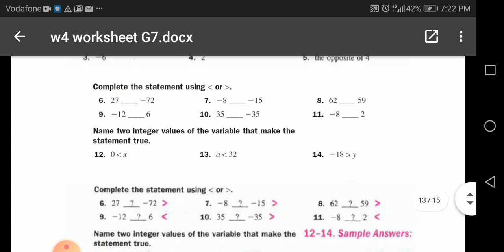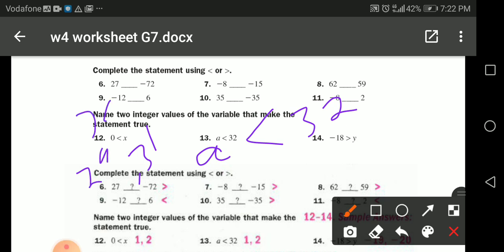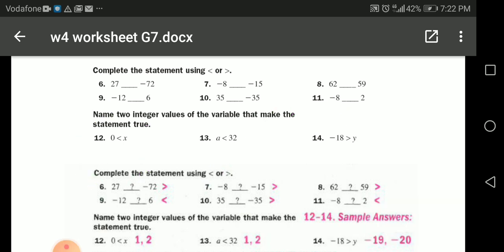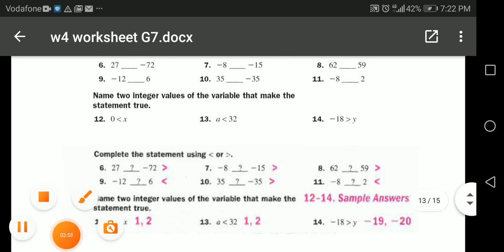If I say a is less than 32, here I can say 31, 29, 30, 0, and so on. And I can also write negatives, right? What else? This one is a good one.